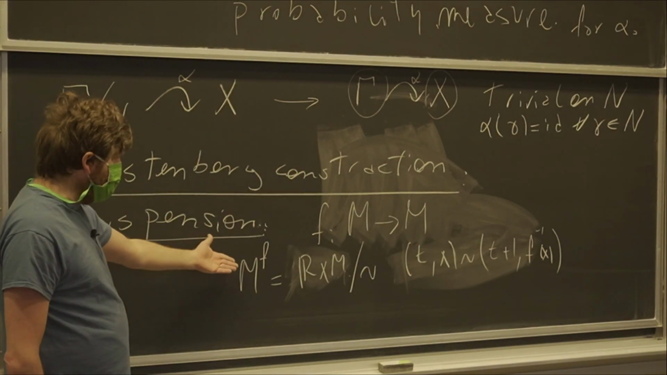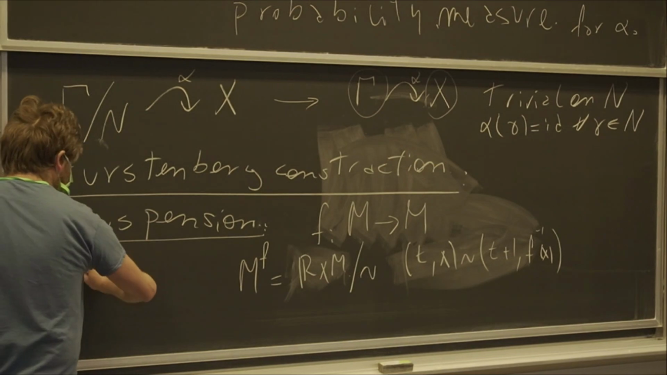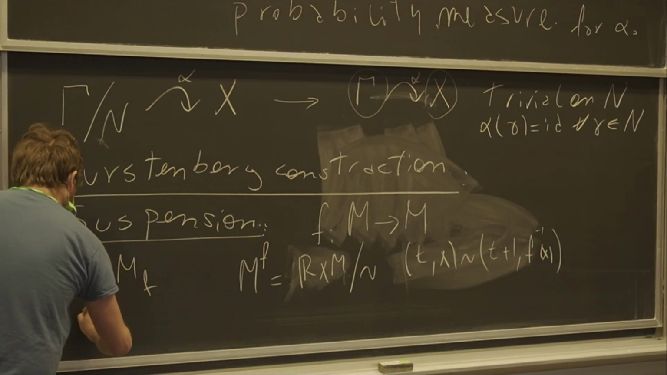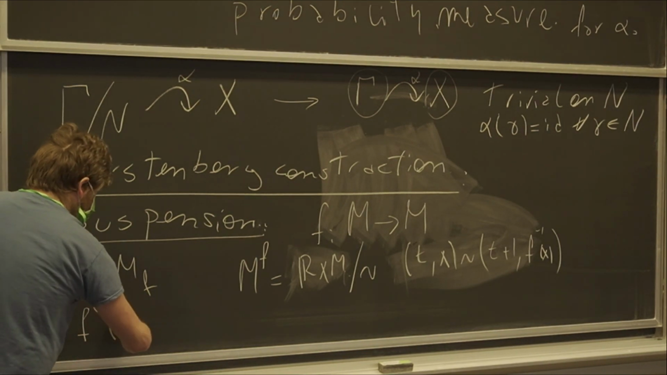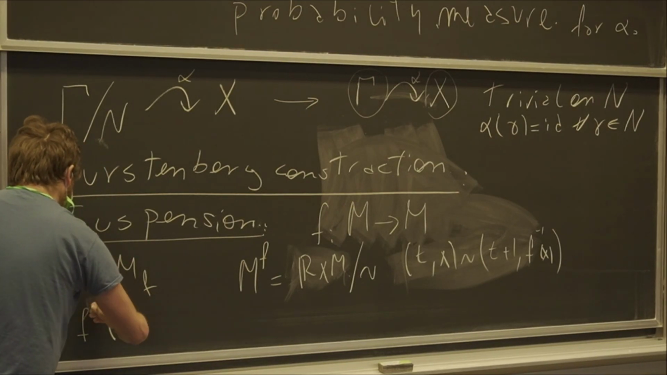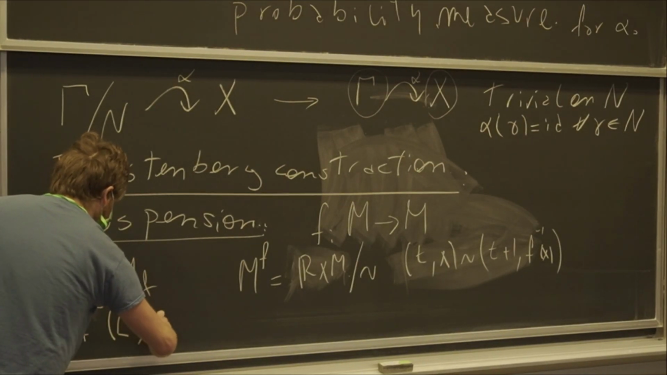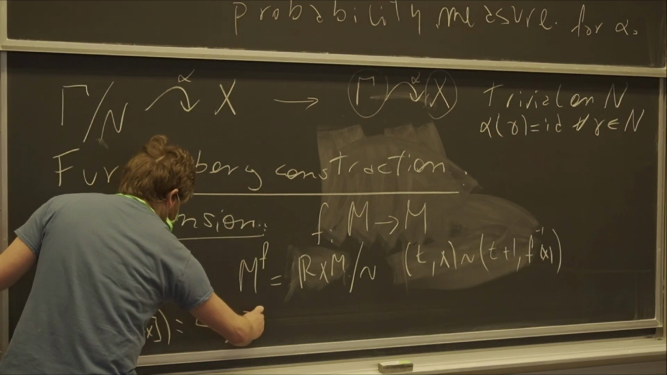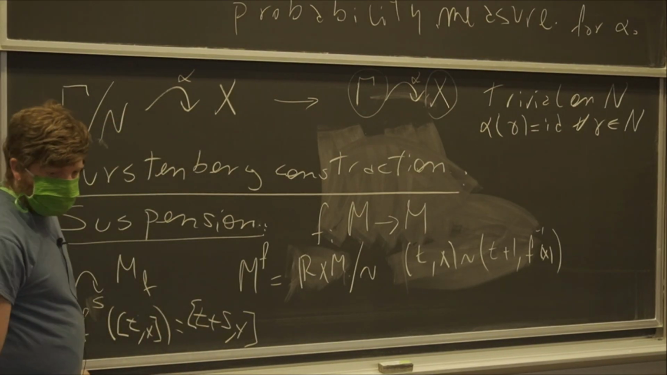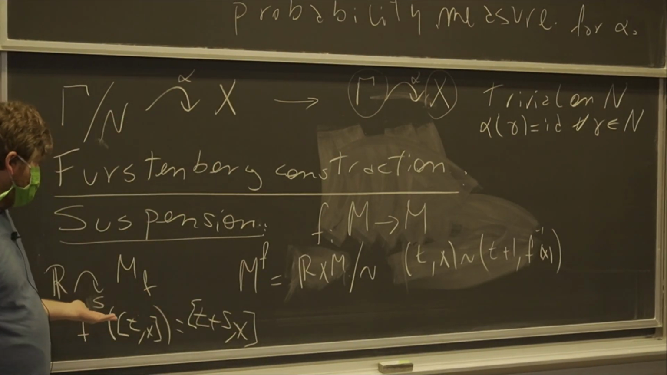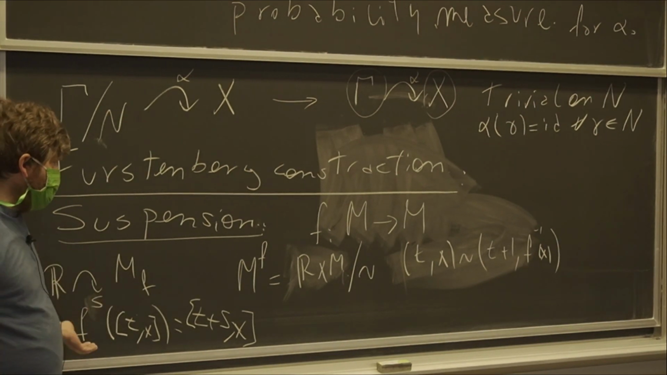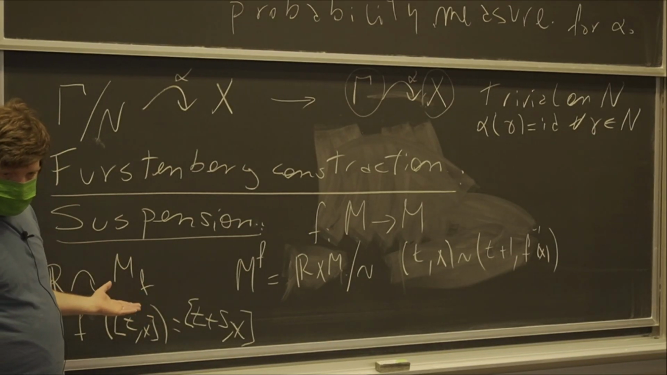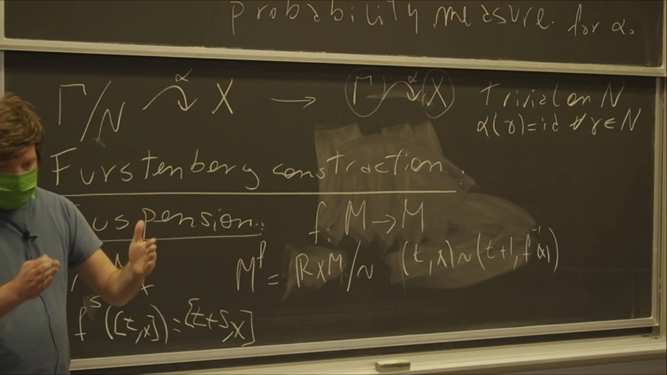And then you have naturally a flow, R acting on M_F by F_s of the pair (t, x) is just (t+s, x), its equivalence class. So you do nothing in the second coordinate in the way you write it, but the equivalence relation is telling me that something is going to happen when I go further than 1.